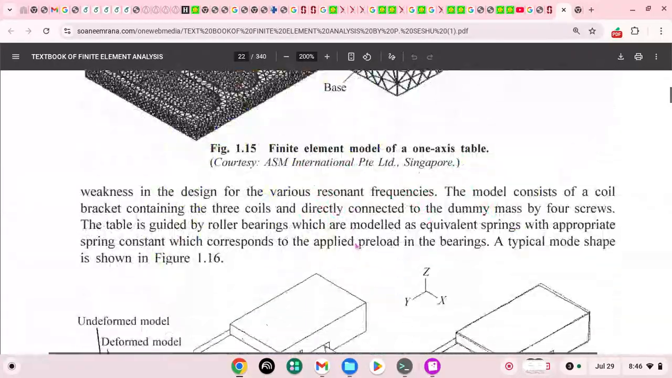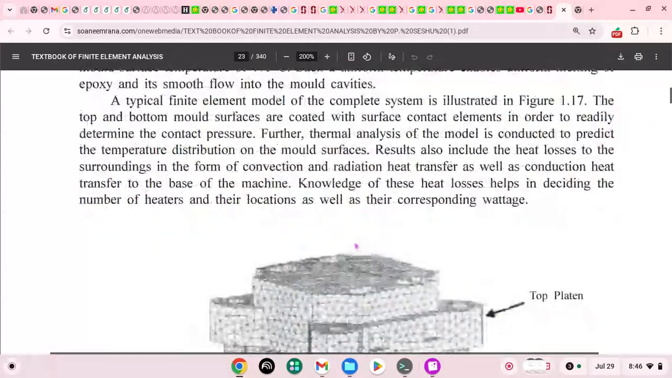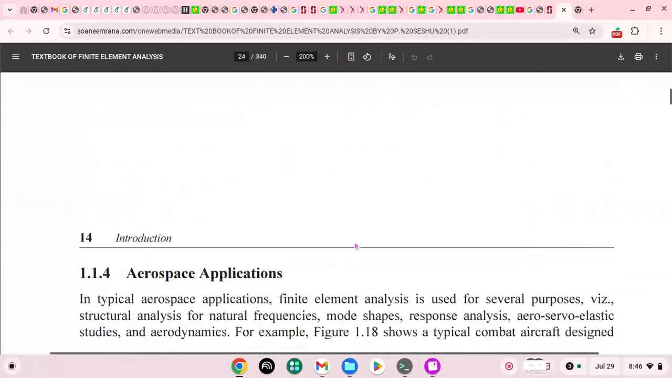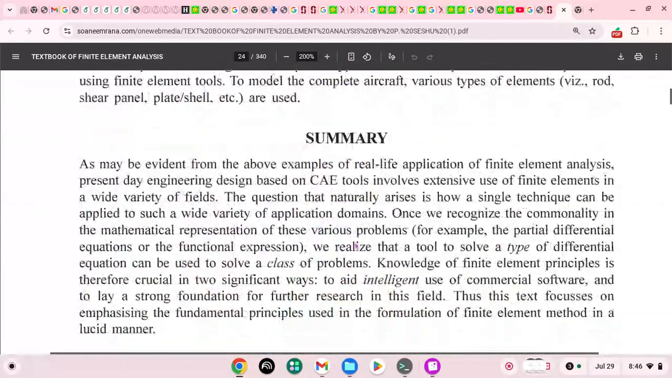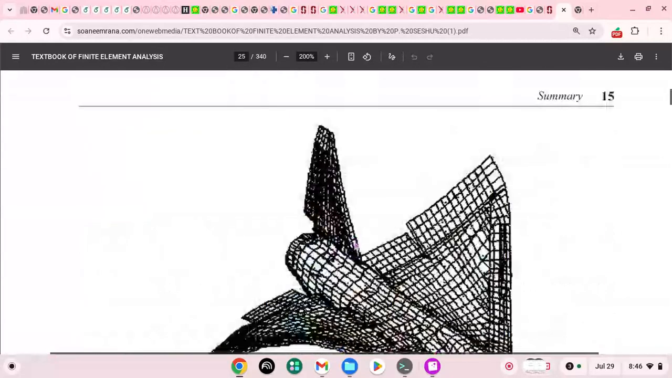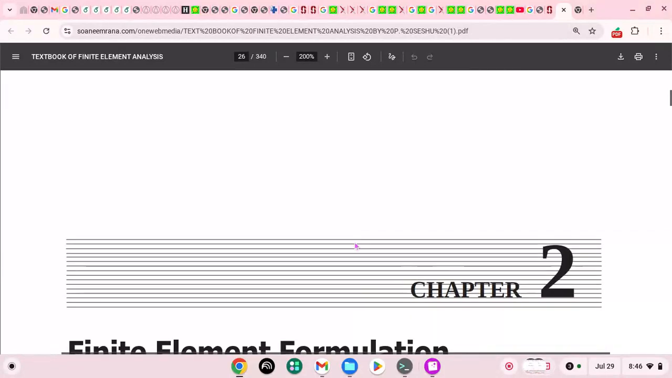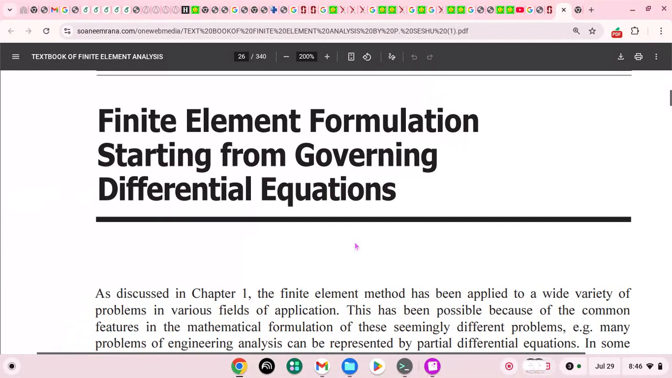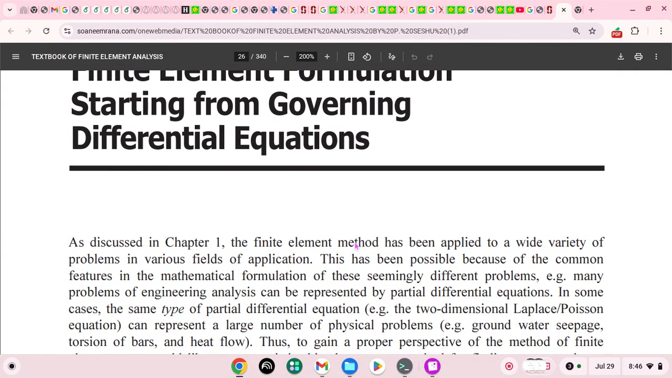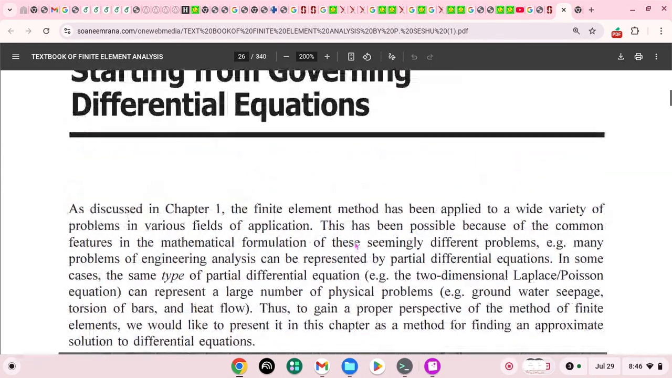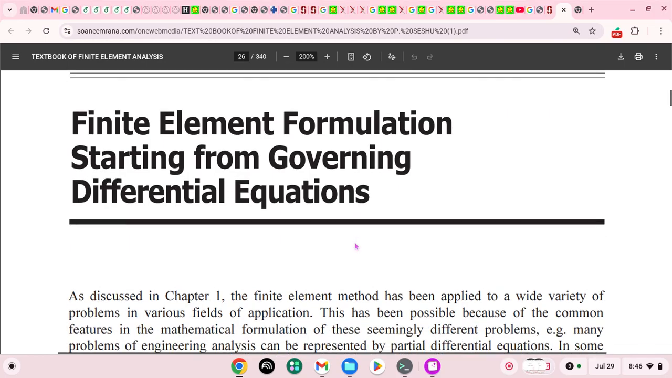So these are some of the applications in aerospace, in automobile, and everywhere that structural engineering, fluid mechanics and thermodynamics are utilized. So the finite element method becomes a very essential method to solve those governing laws. Here it starts with the weighted residual formulations.